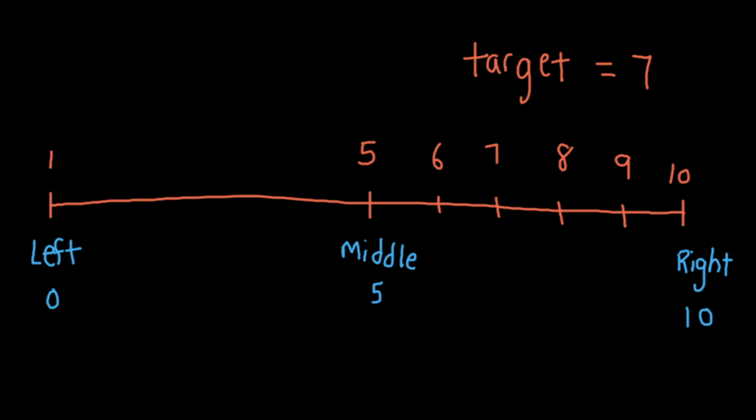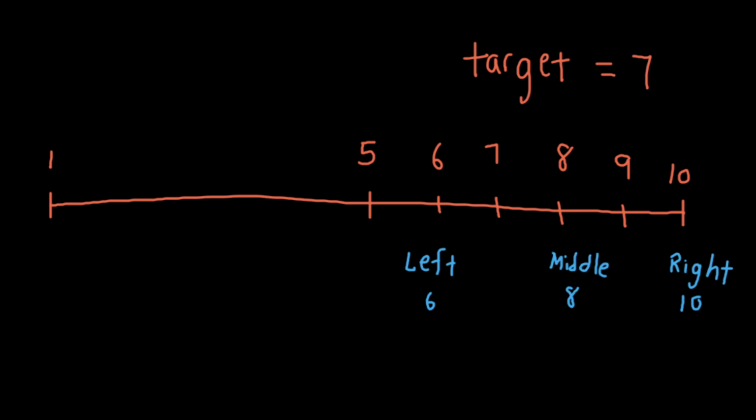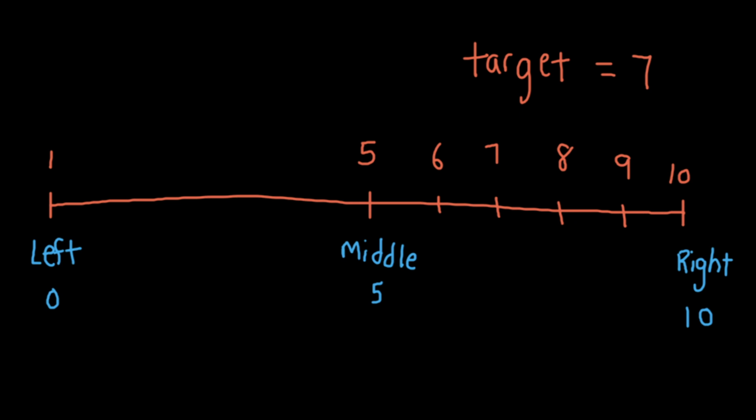So what do you do in the next step? Well, next step, we'll go for first. First, you find 5, right? In the middle. 5 is less than 7. So you shift this left variable over. We'll call it east. You're going east.